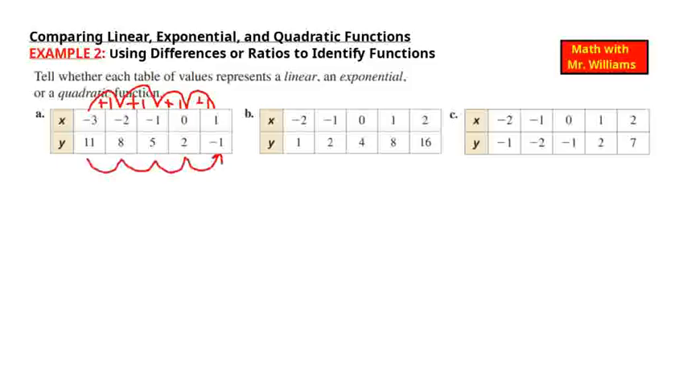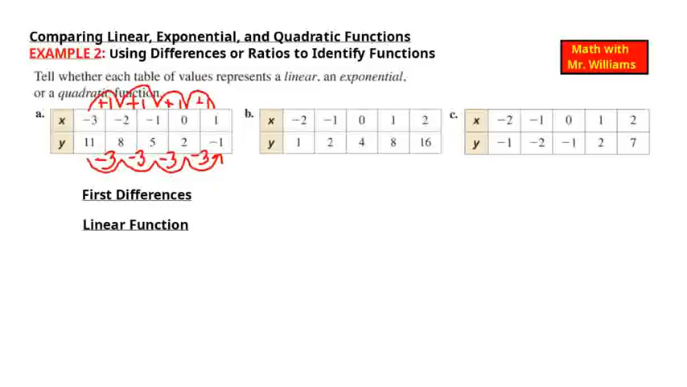In this case, how do I get from 11 to 8? I'm going to take away 3. From 8 to 5, I'm going to take away another 3. From 5 to 2, take away 3. And from 2 down to negative 1, that's another minus 3. So these have common first differences, and this function is a linear function.